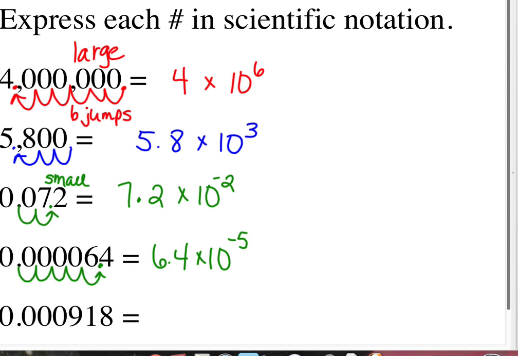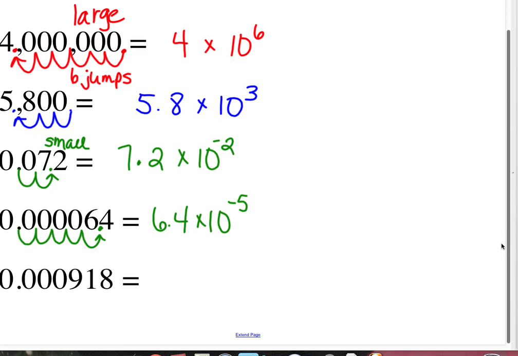And I think this is the last one on this page. Where does it need to be? Bingo, right there. Nothing higher than the ones place. 1, 2, 3, 4 jumps. 9.18. See, nothing higher than the ones place there. Times 10 to the -4th power. All right? Again, this is good form.